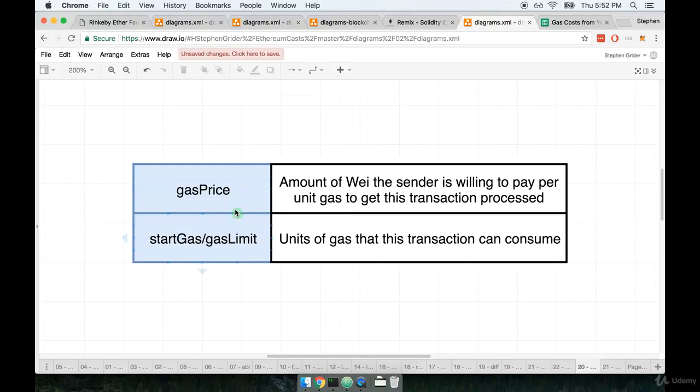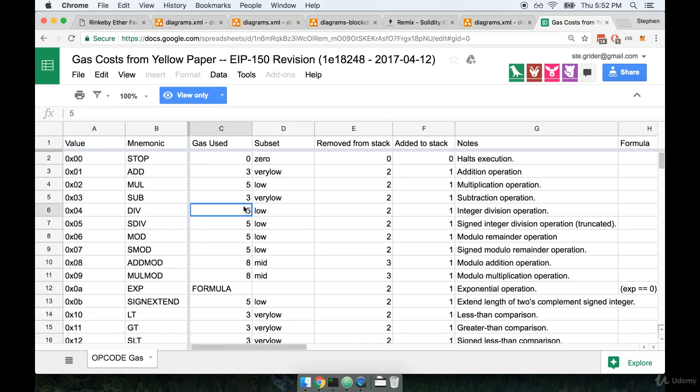And we very briefly discussed these properties before, but we didn't really define them. The first property is gas price. This is the amount of Wei, or the amount of money that we are offering per unit of gas. So if I were to offer a gas price of 10, that means I am willing to pay 10 Wei per unit of gas. In other words, 30 Wei to add two numbers together.